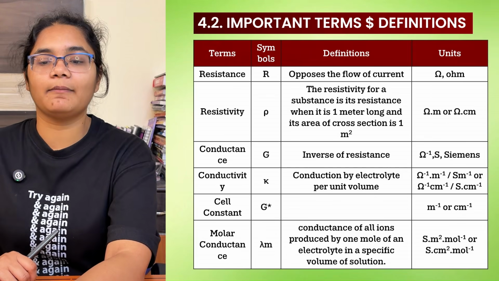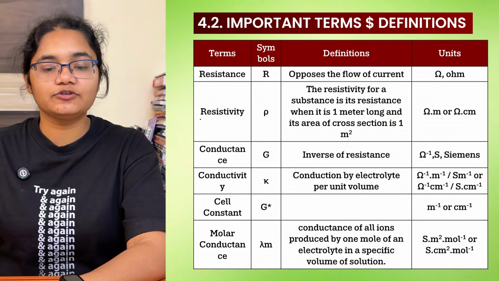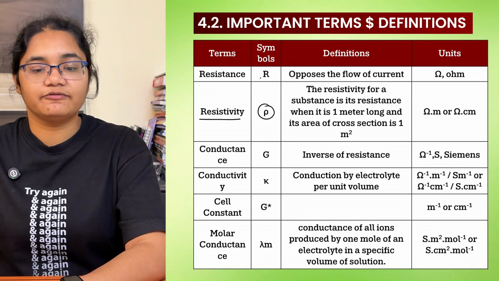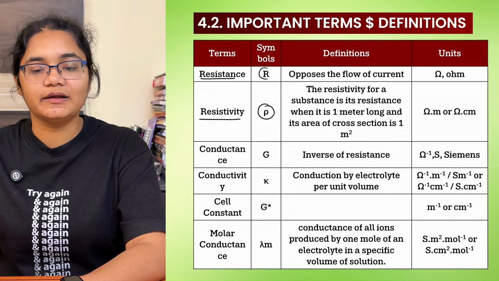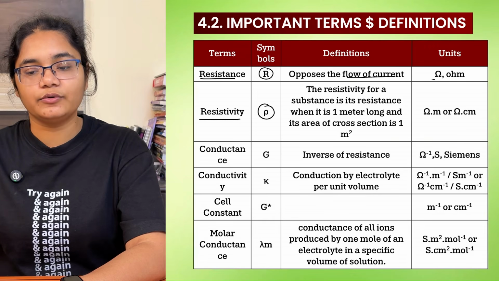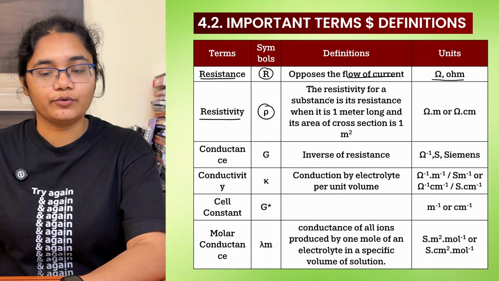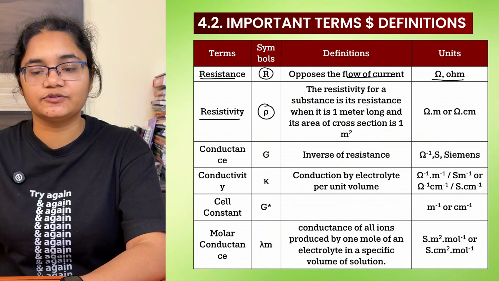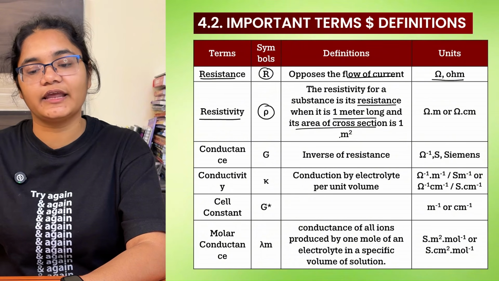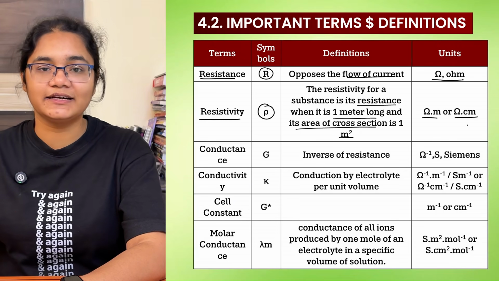Now we will see some important terms, their formulae and their units. First let's talk about resistance. Its symbol is capital R. It is something which opposes the flow of current. Here the unit is ohm and the symbol is omega. Resistivity is denoted by rho. The resistivity of a substance is its resistance when it is 1 meter long and its cross-sectional area is 1 meter square. So you have ohm meter or ohm centimeter as its units.